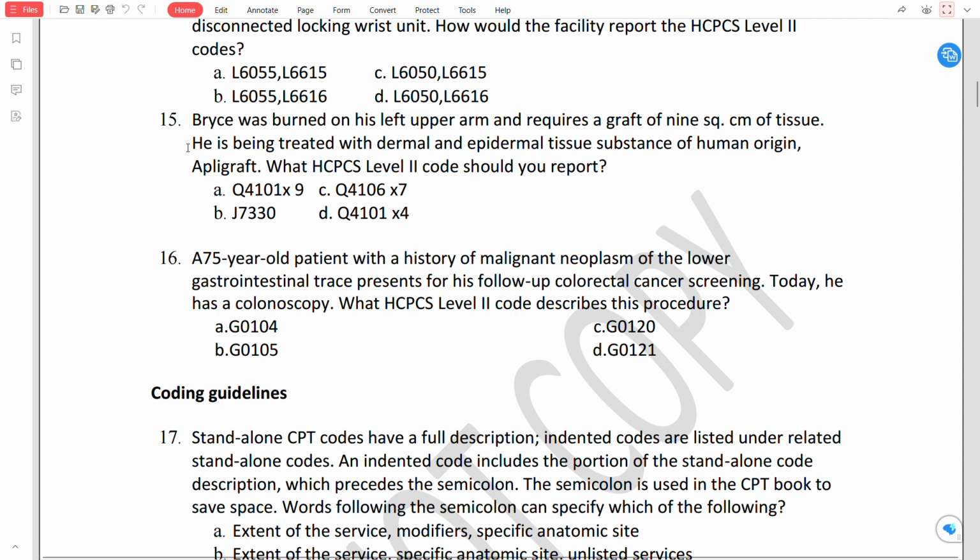Fifteenth question. Bryce was burnt on his left upper arm and requires a graft of 9 square centimeters of tissue. He is being treated with a dermal and epidermal tissue substance of human origin, Apligraf. What HCPCS level 2 code should be reported?